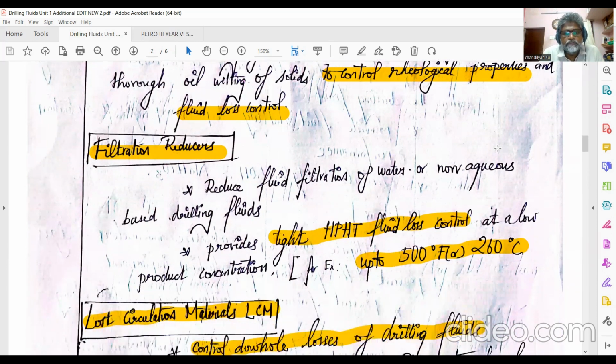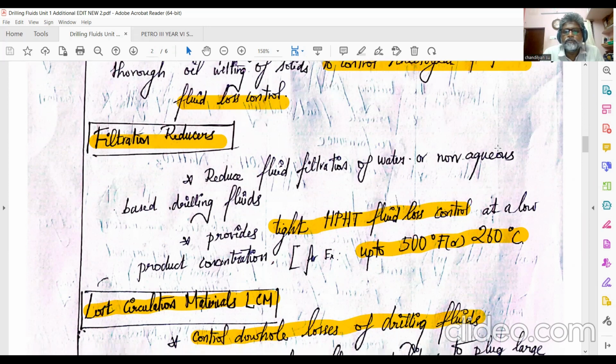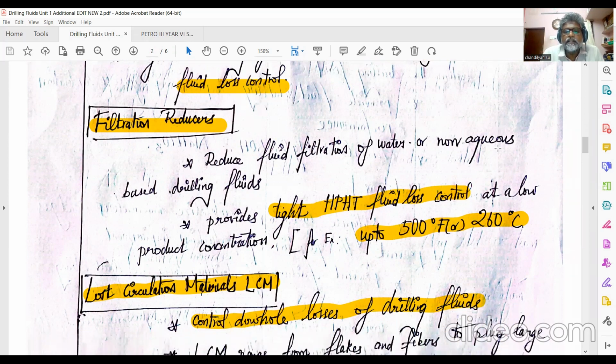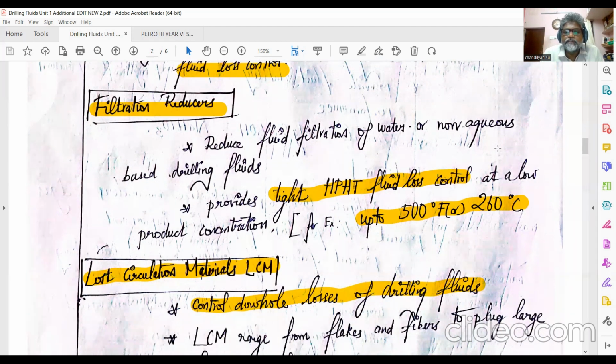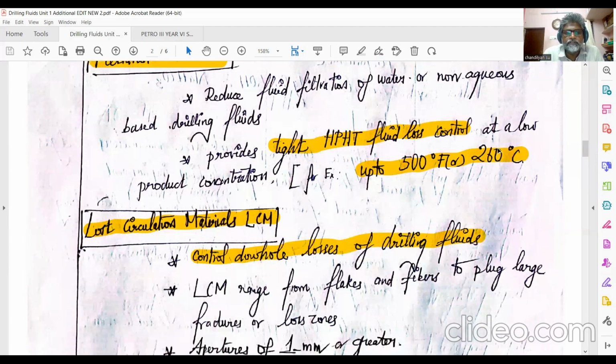Filtration control: the chemicals which are added to keep the filtrate under norms, meaning there should not be loss of filtrate across the filter. So it will reduce the fluid filtration of water-based drilling fluids, especially at high pressure and high temperature conditions, for example up to 500 degrees Fahrenheit or 260 degrees Celsius.